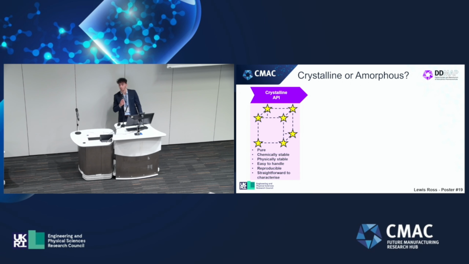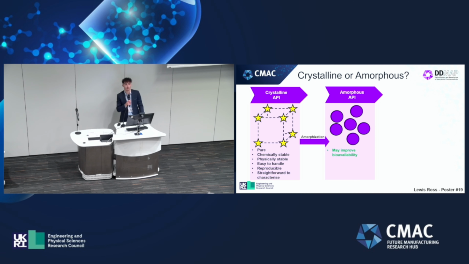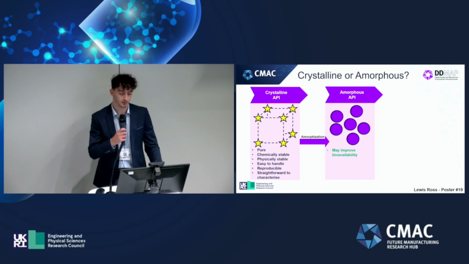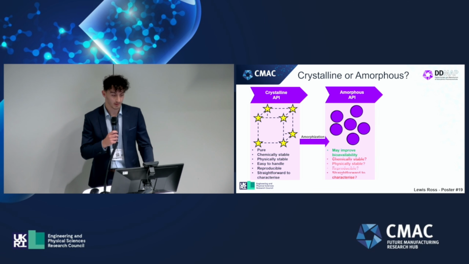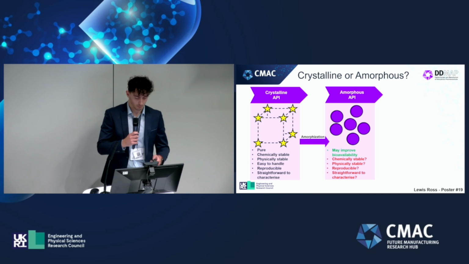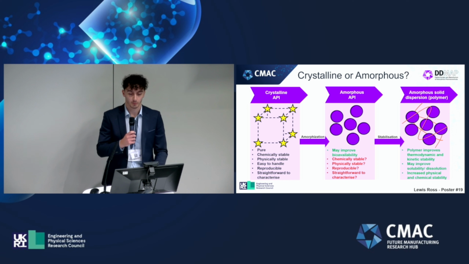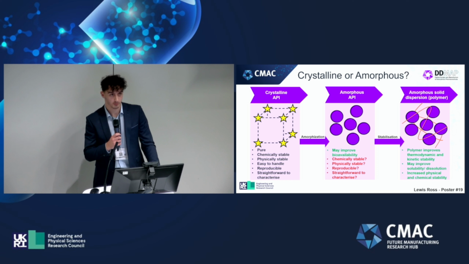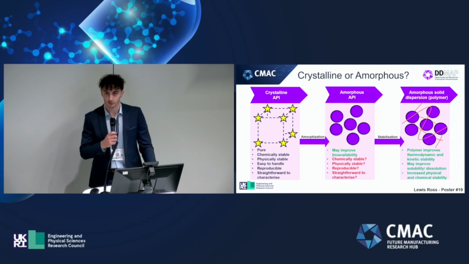Everybody here is well versed in crystalline API, so why bother with amorphous? They have a higher potential energy, so ultimately this can lead to a higher solubility and dissolution in comparison to their crystalline counterparts. However, they do tend to have poor physical stability. So how do we look at fixing this? What we aim to do is make an amorphous solid dispersion by dissolving the amorphous API within a polymeric matrix. This in turn increases the physical stability and hopefully retains the solubility and dissolution properties.